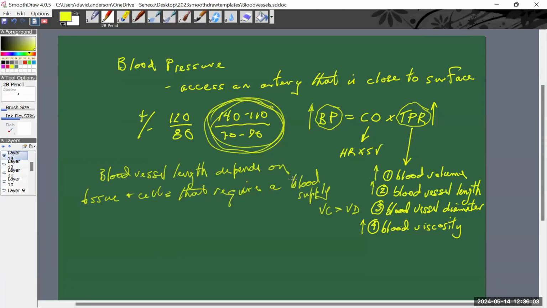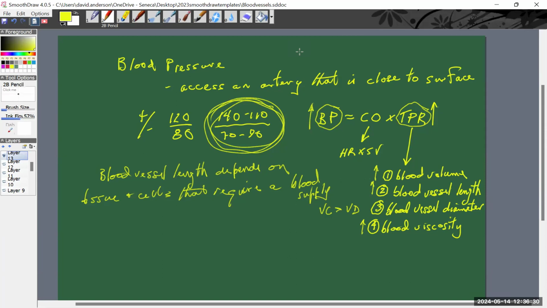If you lost weight, you would reduce the demand for blood vessel length. That would reduce total peripheral resistance. So obesity increases blood vessel length, which in turn increases total peripheral resistance, and that causes an increase in blood pressure. So that's how we can use this equation to explain changes in blood pressure.